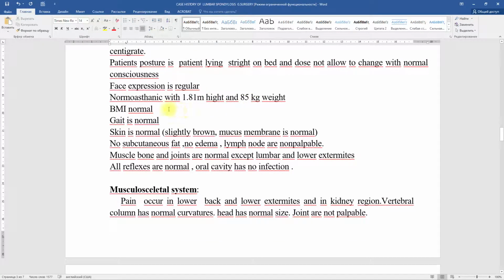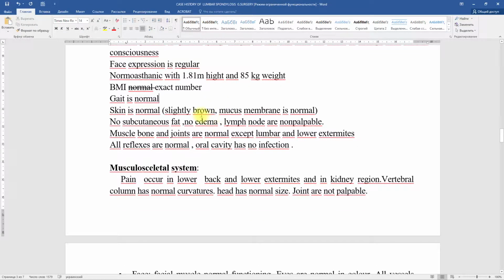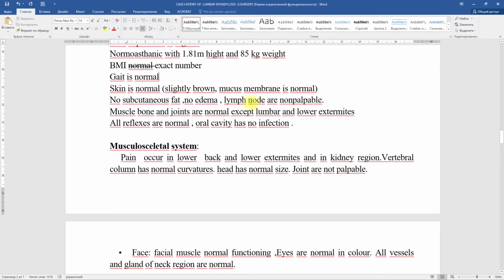anthropometric data, BMI. You have to write down the exact number of BMI. How do you calculate BMI exactly? So it would be good if you counted it. Skin is of normal color, lymph nodes.